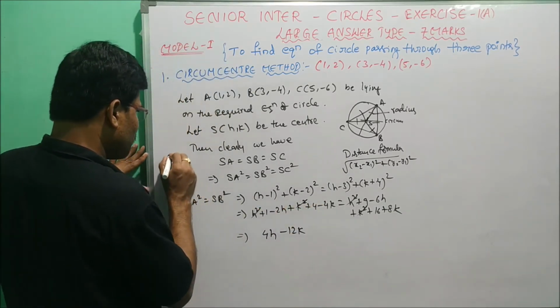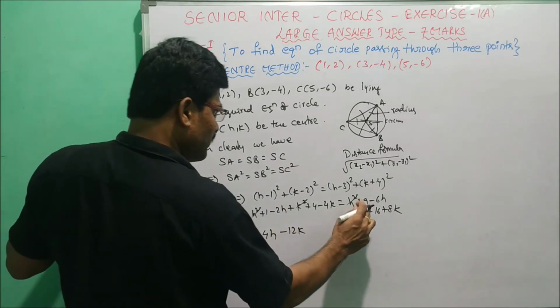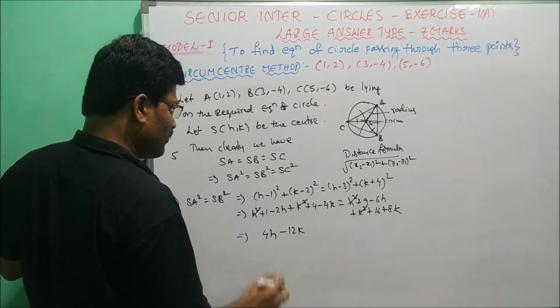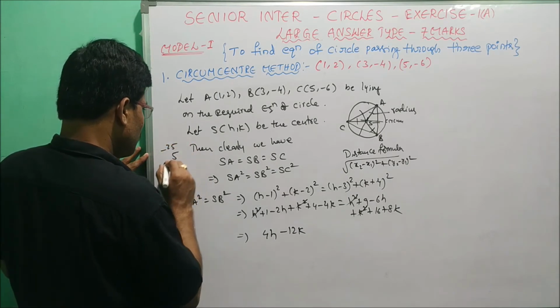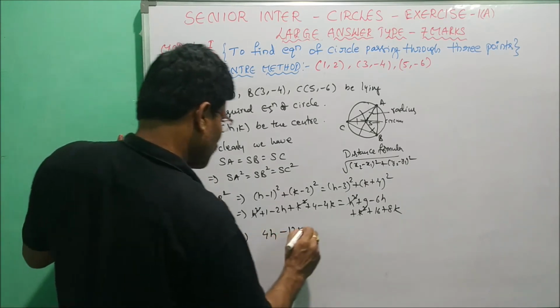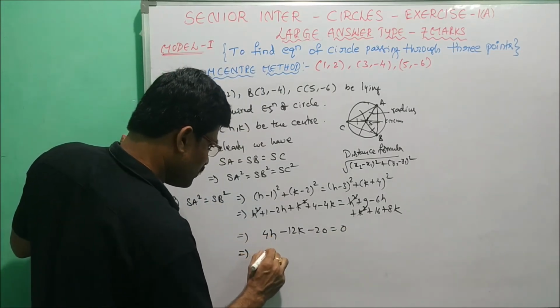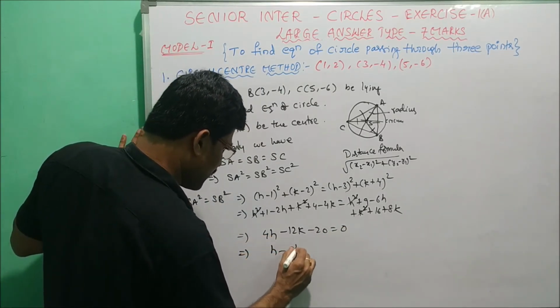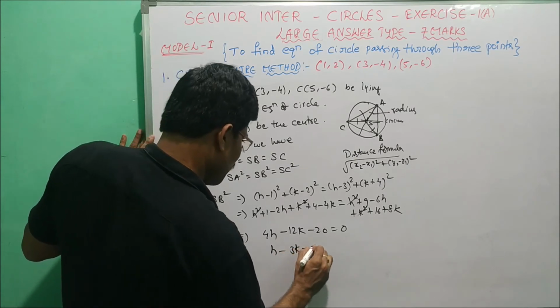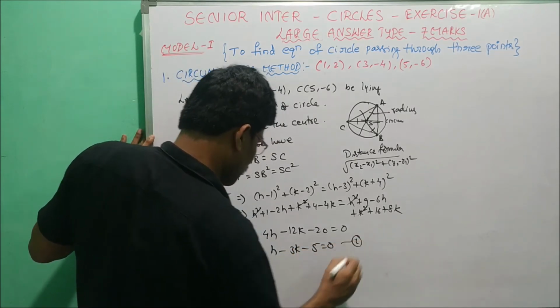Constants on the left side: 1 plus 4, that is 5. On the right side 9 plus 16, 25. So 5 minus 25, that is minus 20, equal to 0. Now divide by 4, that is h minus 3k minus 5 equal to 0, which is equation 1.